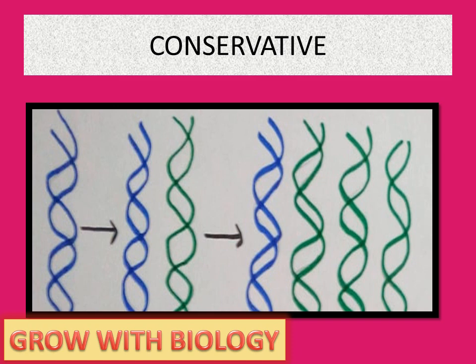DNA. Now when we talk about the second generation, again the parental strand remains as it is, and the green one which is formed in the first generation will again remain as it is, and to both of these there will be formation of a complementary DNA that is again green in color. This is the conservative mode of replication.